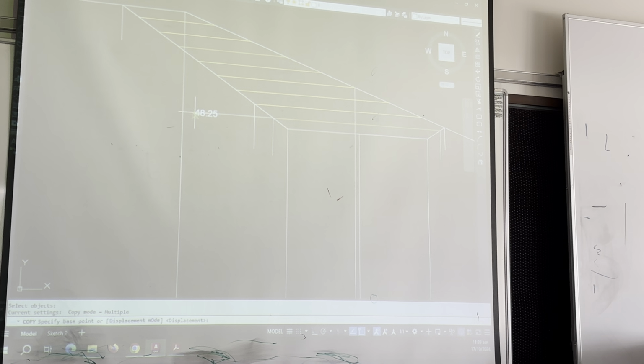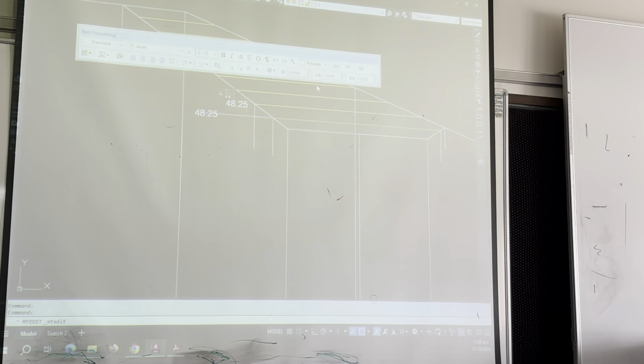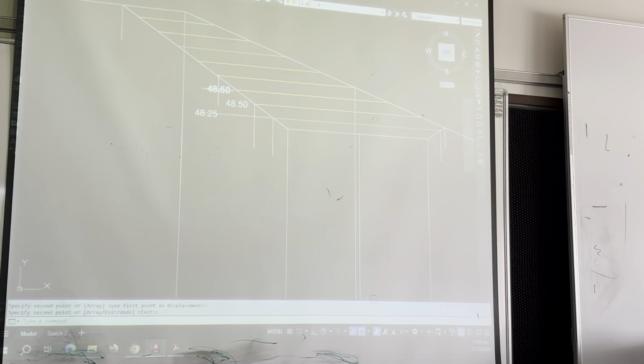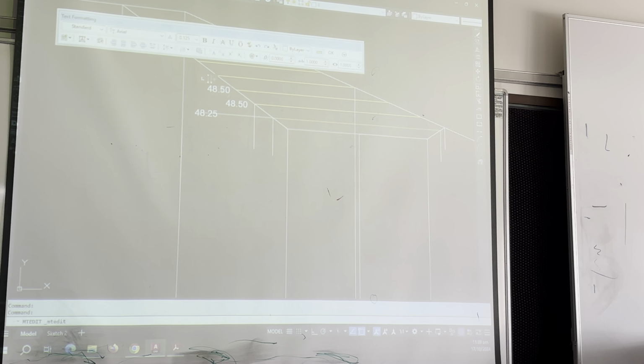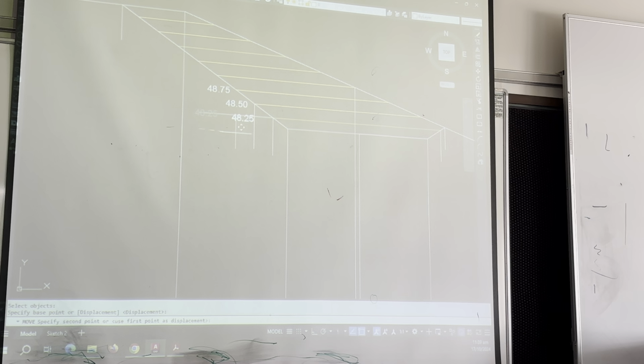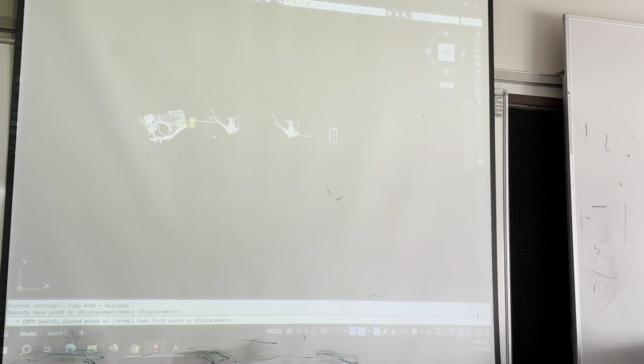And that one will be 48.5. And that one will be 48.75, and so forth. Okay, so when we mark these on our plan view, it's important that we mark them.